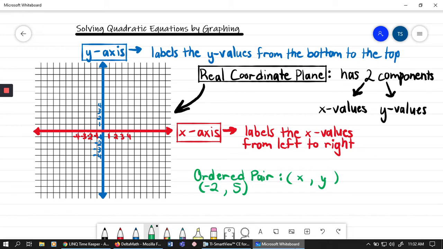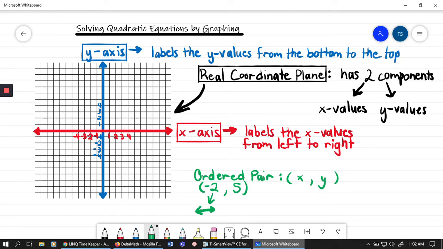So again, we're just going to make sure that everybody knows the basics here. The x value here is -2. And remember that x values only go from left to right.